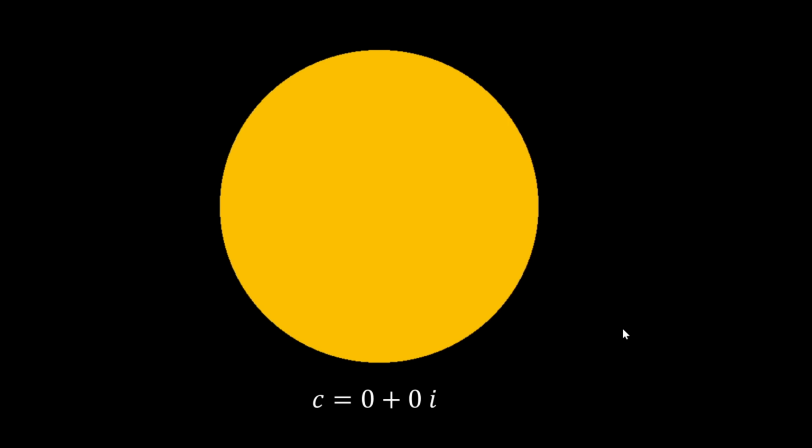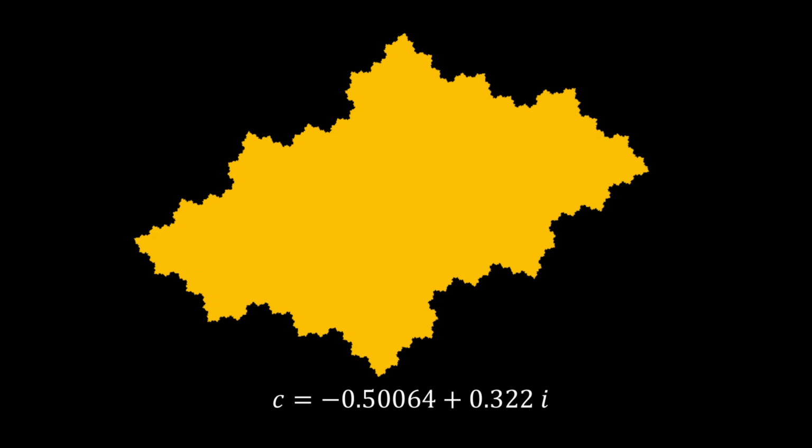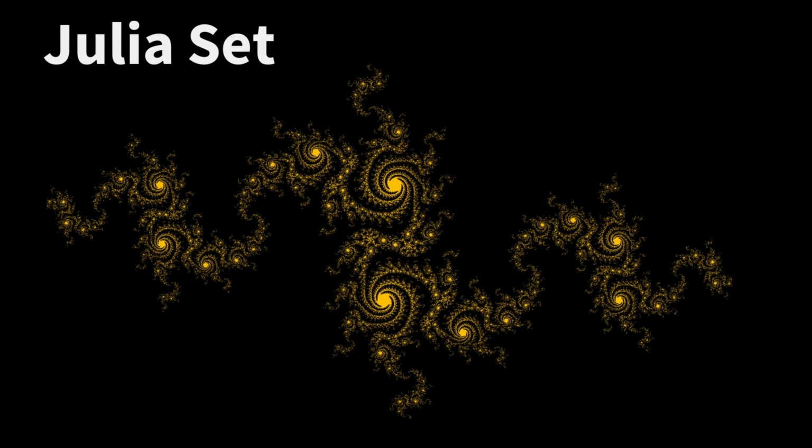Here are more examples. I will always show you the value of c. Here we have the unit disk. These beautiful patterns are called the Julia set.